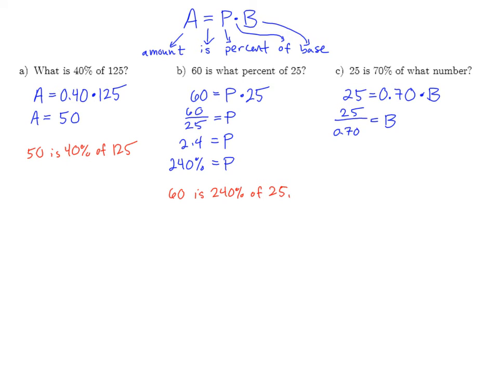Simplifying that calculation, if I put it into a calculator, I'll get 33 with 0.3 repeating. So I could also think of that as 33 and 1/3. And if I work through the fractions, I'd get the same thing. So both of those are exact, 33.3 with the bar over the 3 showing it's repeating, or 33 and 1/3. So to summarize that, 25 is 70% of 33 and 1/3.